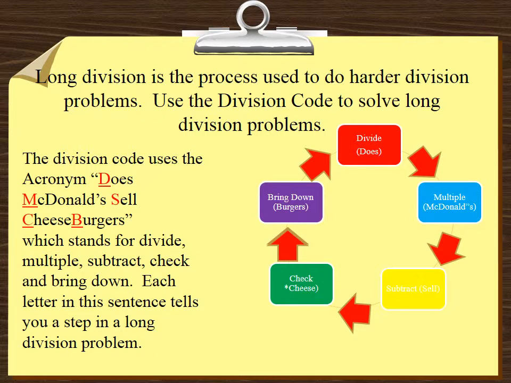Long division is a process used to do harder division problems. Use the division code to solve long division problems. The division code uses the acronym Does McDonald's sell cheeseburgers, which stands for divide, multiply, subtract, check, and bring down. Each letter in this sentence tells you a step in a long division problem. Once you complete the steps, you go back to the original and start over if you have numbers left.